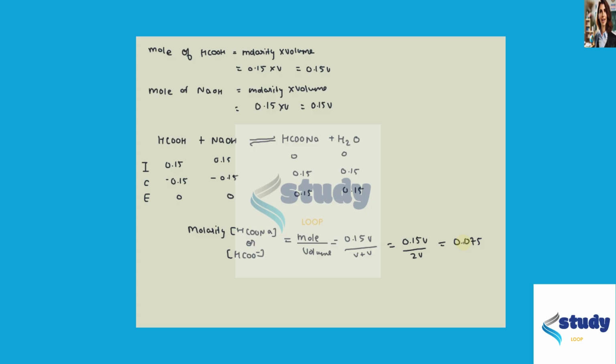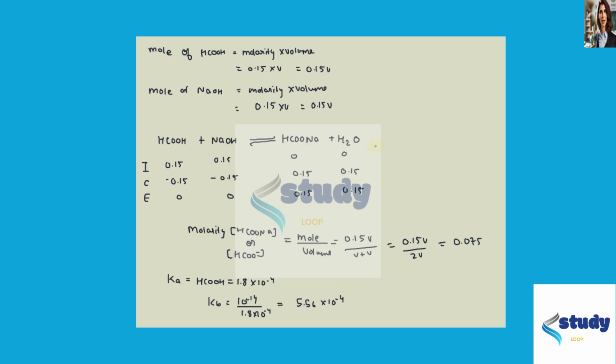Now we have been given the Ka for HCOOH. From here we can find the Kb, that would be equal to 10 raised to minus 14 over 1.8 into 10 raised to minus 4. We will get Kb, that is 5.56 into 10 raised to minus 11.